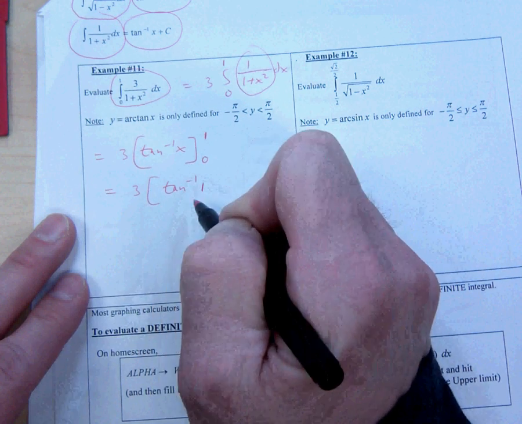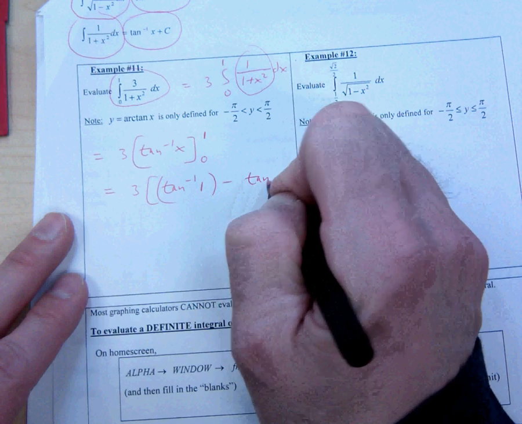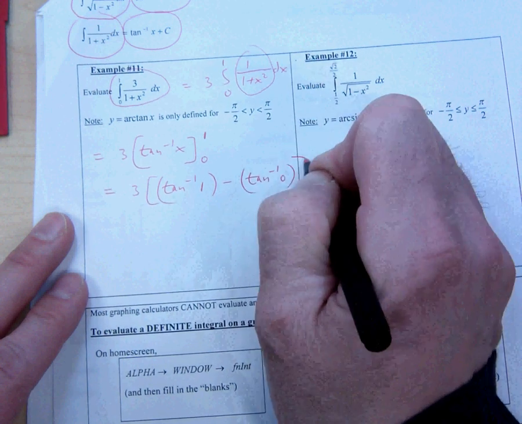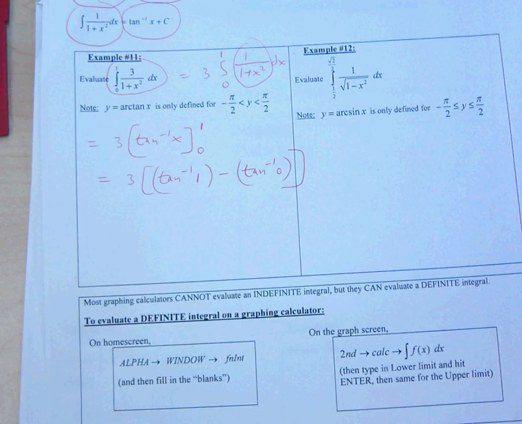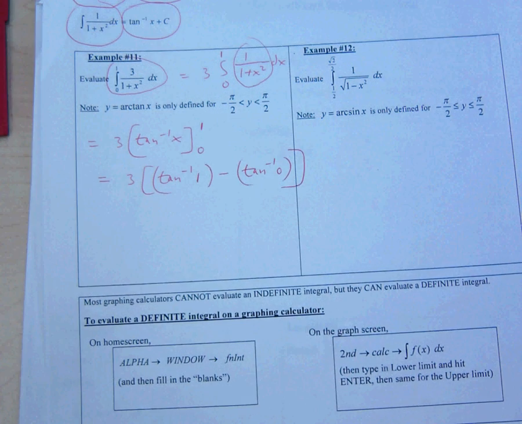You put in your upper limit and then subtract what you get when you put in your lower limit, right, guys? All right, now let's talk about this. I'll wait for you to write it down so we can talk about this.